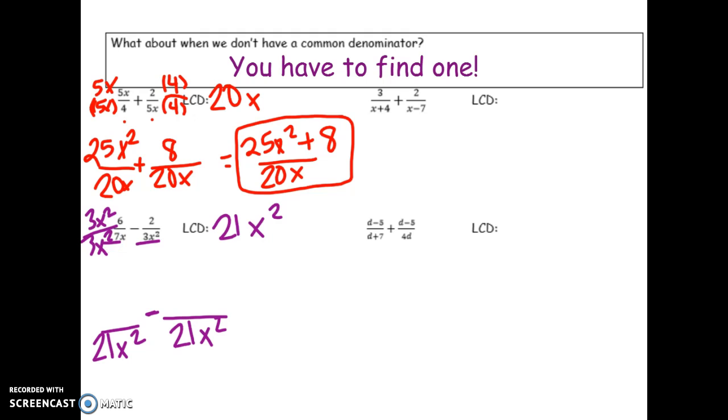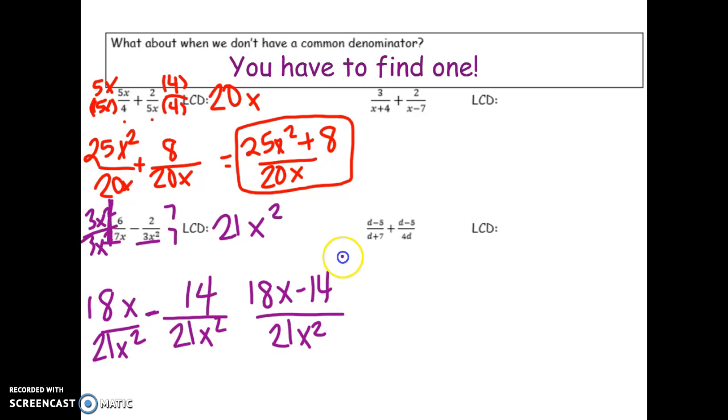So 3x squared times 6, that's going to give me 18x. Oh, shoot, I just had 18x. There's no x squared there. Okay, on the other one, I already had my x squared, so all I have to take this one times is 7. So that is minus 14. So my overall answer is 18x minus 14 over 21x squared. There's nothing that is in all three, and I can't combine the top, so that is what I'm left with.